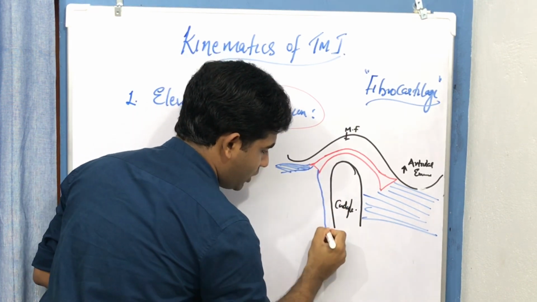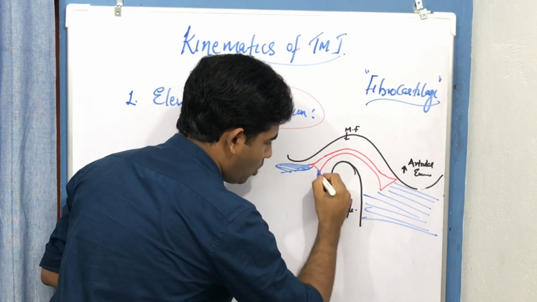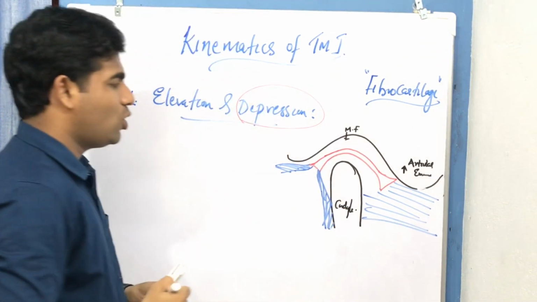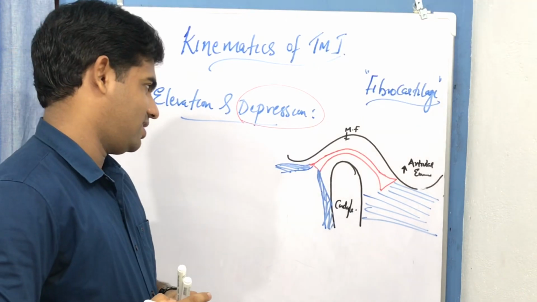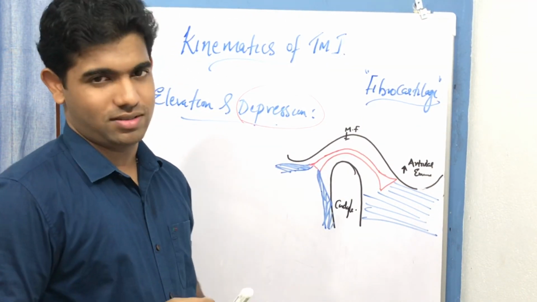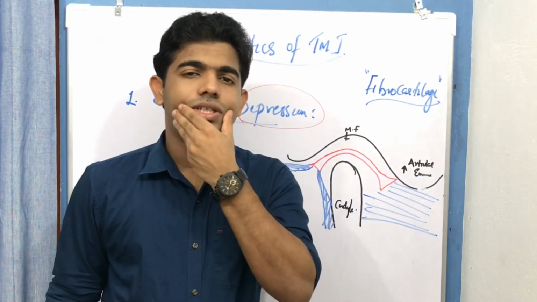If you are someone who is watching this for the first time, kindly go to the old video and then check back to this one. Yes, you have a retrodiscal lamina like this. Now we need to know what is the motion possible. So mandibular depression, you know, this is the movement.